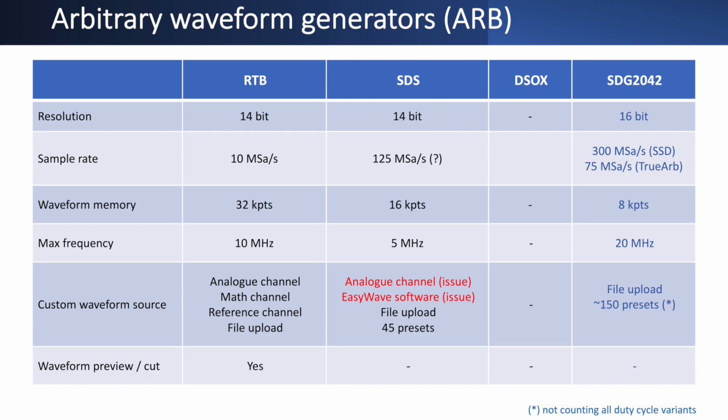But interestingly, the waveform memory of the standalone version is only half that of the SDS scope and only 1/4 of the RTB scope. Max frequency is a bit higher at 20 MHz, and the files come from a file upload, obviously not from an analog channel because it's not an oscilloscope, and it has way more presets. But altogether, I would say that these arbitrary waveform generators as we find in scopes do not compare that badly at all when you compare them to a standalone device.